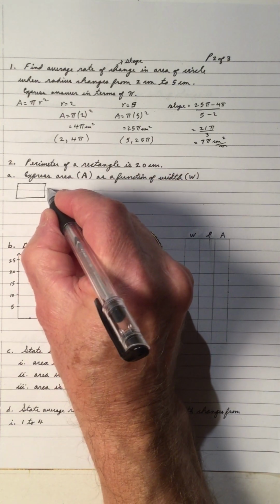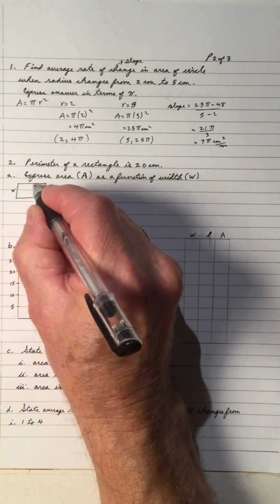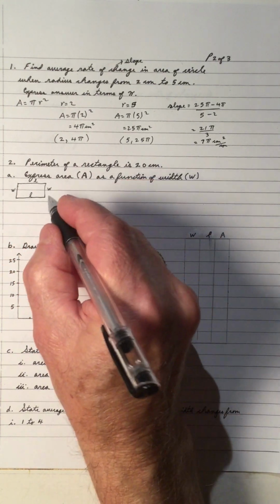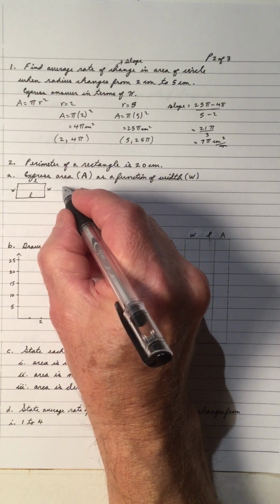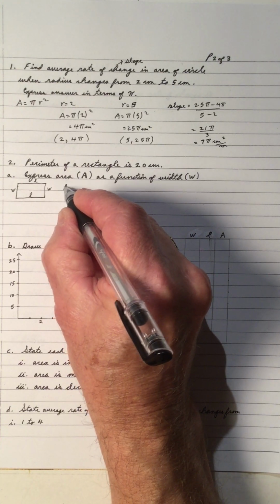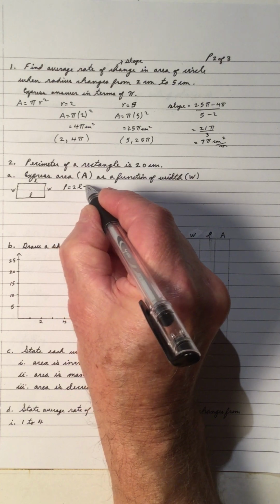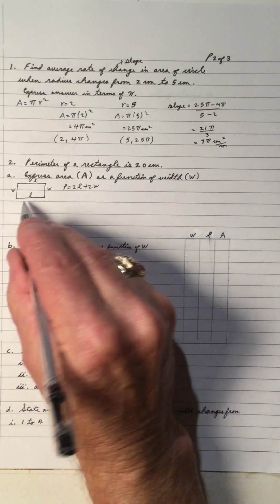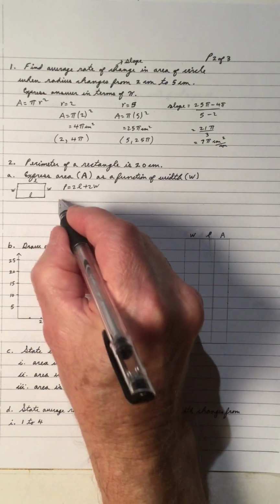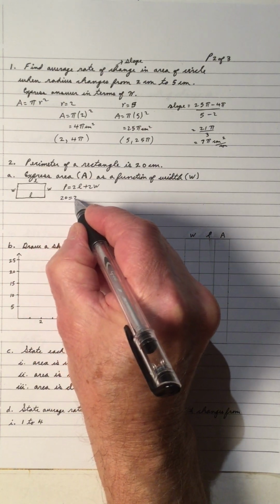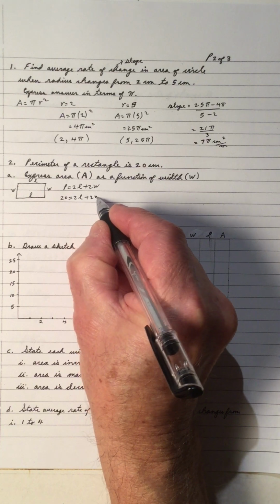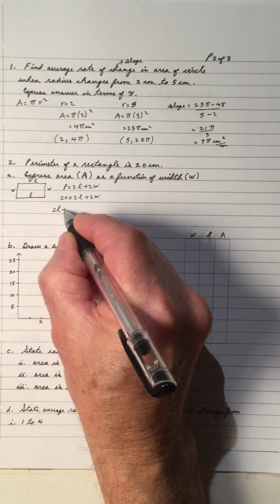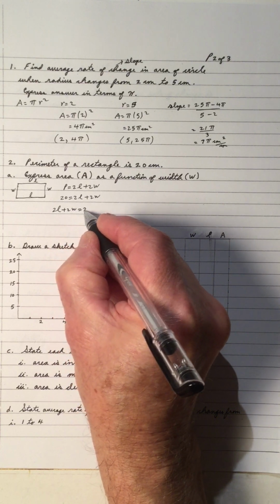So a rectangle has a width, length, and length. So the perimeter of a rectangle is P equals 2L plus 2W, because there are 2 lengths and 2 widths. So the perimeter we have is 20. So 20 equals 2L plus 2W. So let's change that around. I'd like to have it on this side.